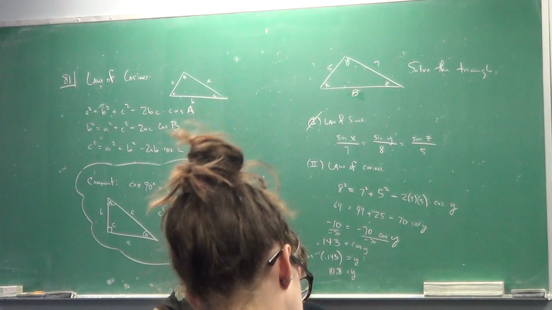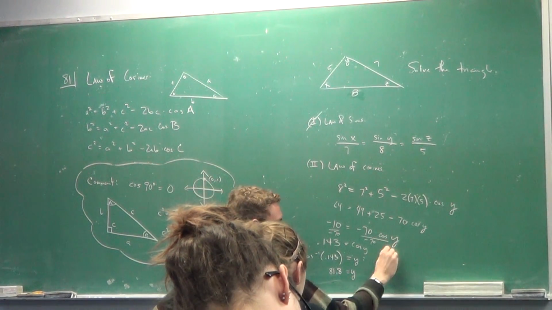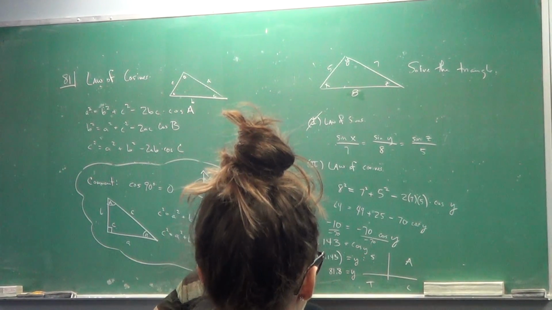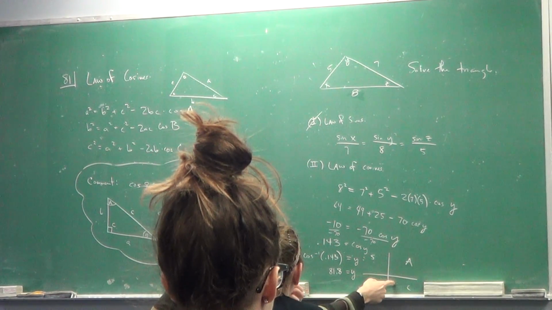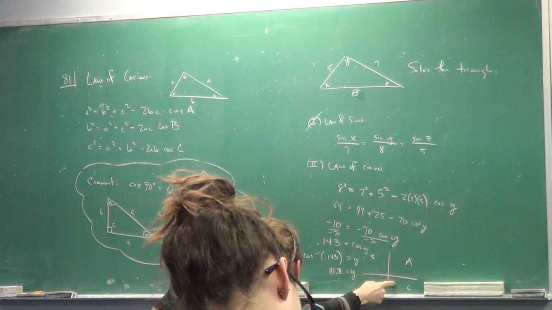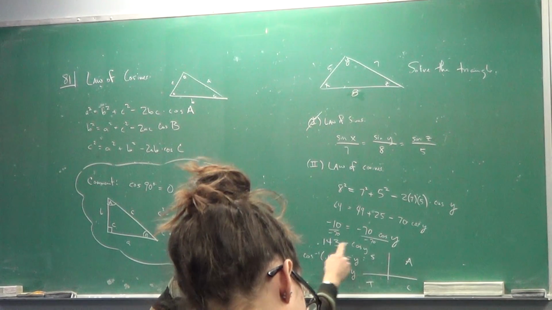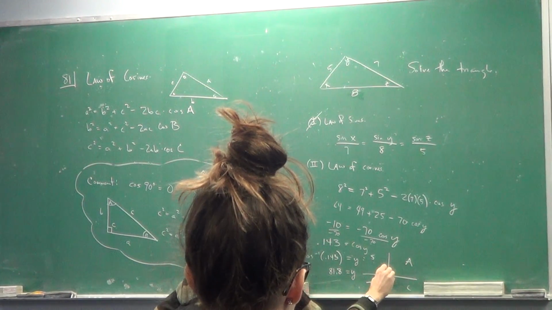So y is 81.8. Now, the nice thing about law of cosines is there is no chance of there being an angle in your triangle of 270 to 360 degrees. So, if you have a cosine that's positive, you're guaranteed to be in the first quadrant.